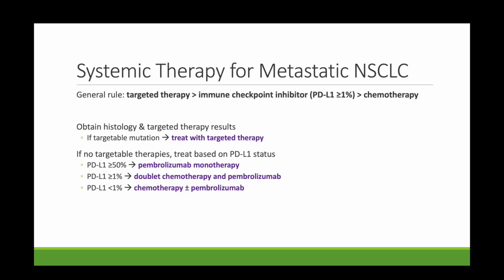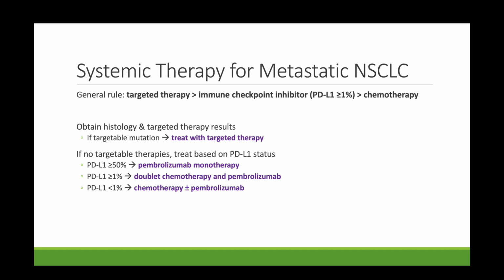And then finally, the last area I want to mention for non-small cell lung cancer is systemic therapy for metastatic non-small cell lung cancer. Because the better our systemic therapies are becoming, the longer these patients live, and the more we start to see them in our clinics with either brain metastases or oligometastatic disease that we're asked to treat. And so it's good to be familiar with what systemic therapy these patients are on.